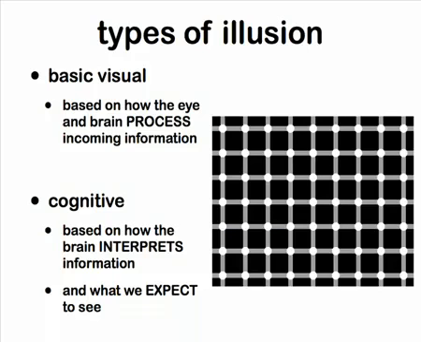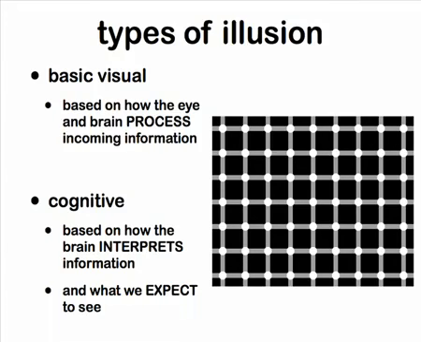Thank you very much. Okay. So, illusion. What do we mean by illusion? Well, when we think about illusion, we can think about at least two different kinds of illusion. We can think about the kind of illusion that we're all familiar with in a way, which is the basic visual, or often called optical illusion.